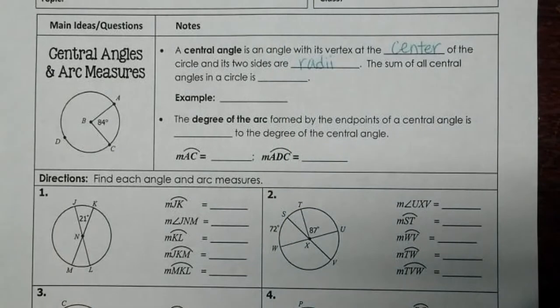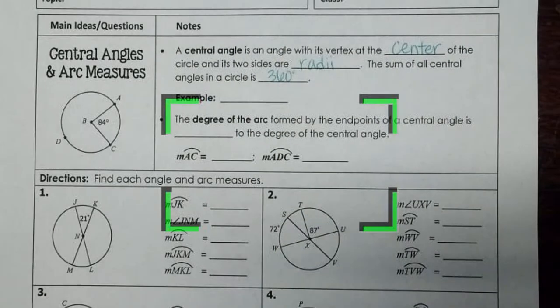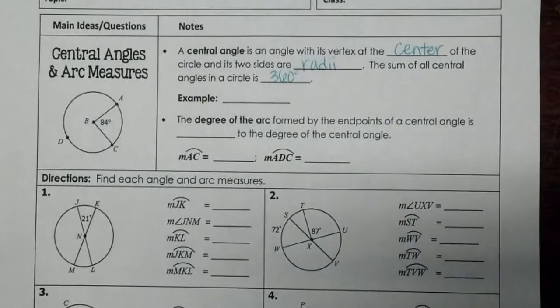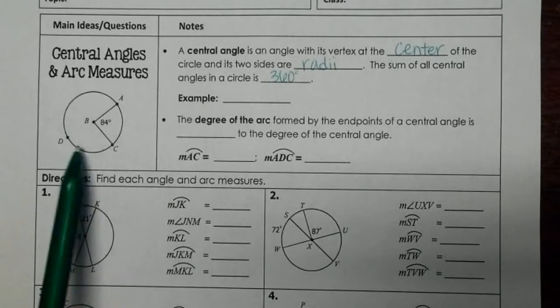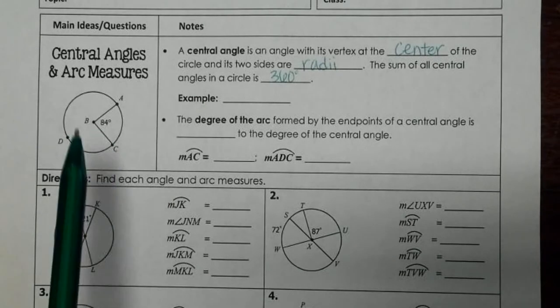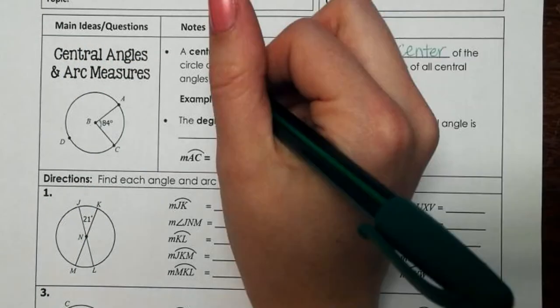The sum of all central angles in a circle, if you add them all together, you would get 360 degrees. It would go all the way around the circle. So the example of the central angle over here is this 84 degree angle. That is angle ABC.